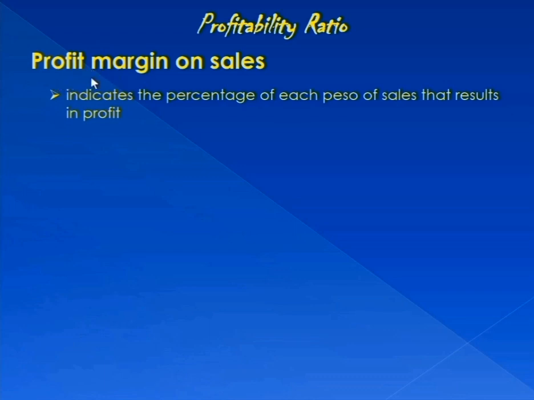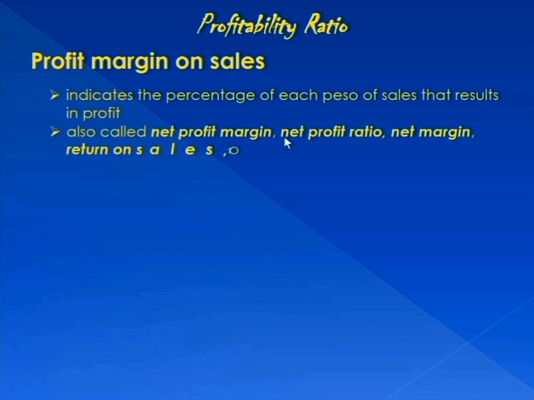refers to the bottom line in the income statement, which is the net profit, not the gross profit nor the operating profit. In fact, profit margin on sales is also called net profit margin, net profit ratio, and net margin. Likewise, it is known by the name return on sales or simply profit margin or profit ratio, and even profit percentage. So many names referring to the same ratio.